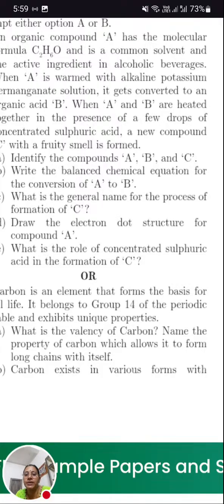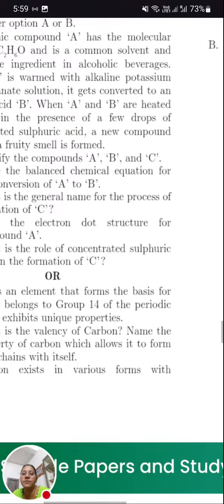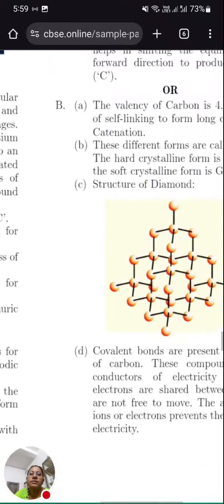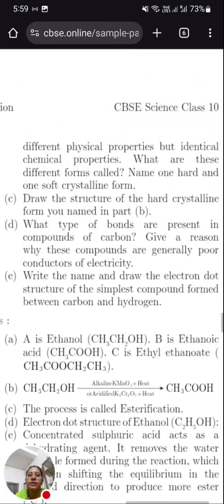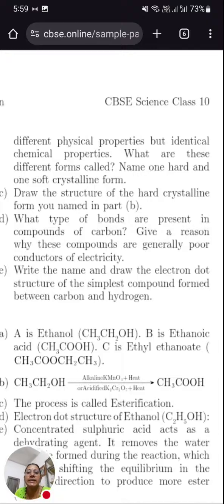Carbon exists in various forms with different physical properties but identical chemical properties. What are these different forms called? The different forms are called allotropes. Name one hard and one soft crystalline form. So different allotropic forms of carbon are there.